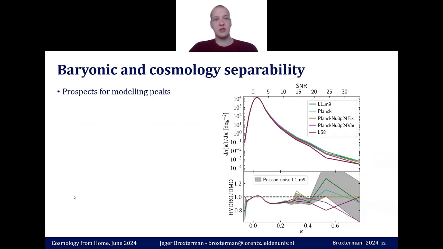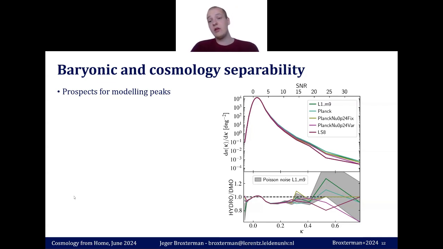But there is some prospect for modeling these peaks, as we also explored the baryonic suppression at different cosmologies. So there's these 5 different cosmologies. And now for each of the cosmologies, we compare the hydro signal to the DMO. And we see that the baryonic suppression, as indicated by the bottom panel here, is independent of the cosmology for the cosmologies we considered. So this does indicate that at least you can analyze the variations for cosmology from DMO only, and that you can do it separately from the hydrodynamical impact.